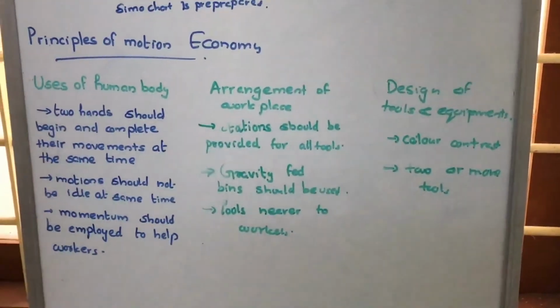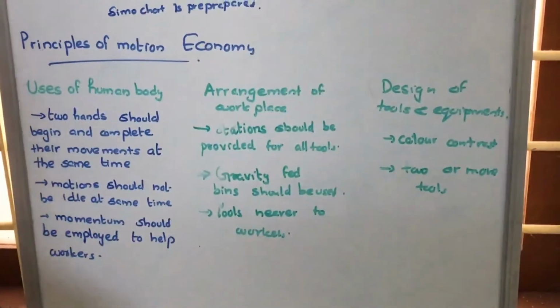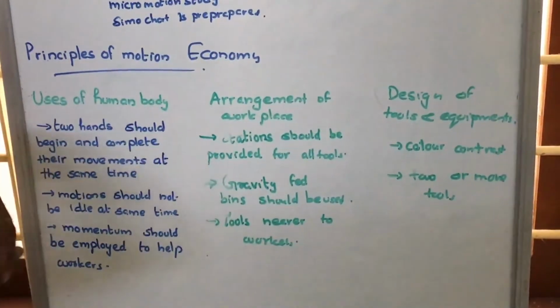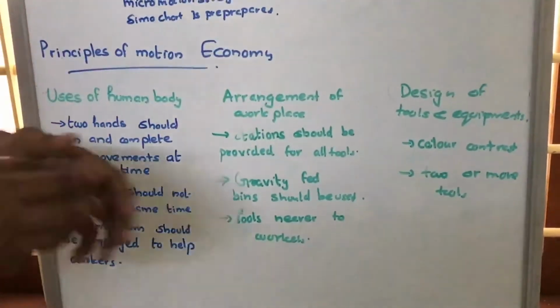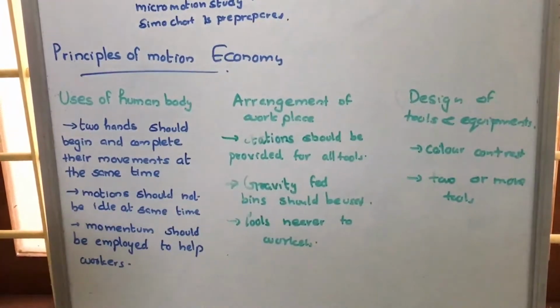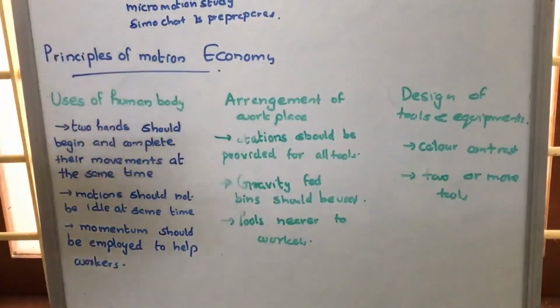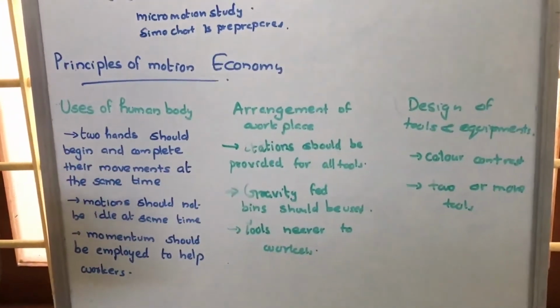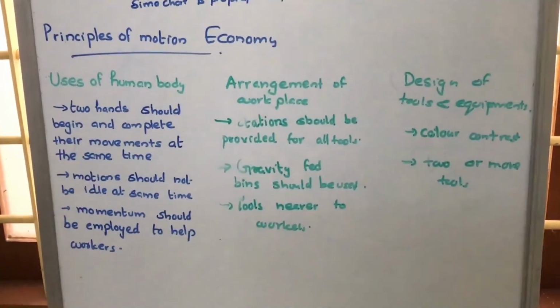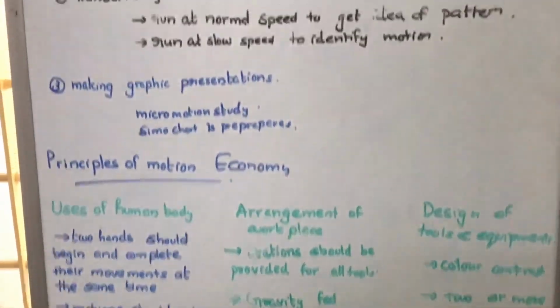Next is design of tools and equipment. First is color contrast. The workpiece should have a color that contrasts with the rest of the environment, so that he is able to handle it nicely. Second, two or more tools should be used simultaneously so that he can save time. So these are the main principles of motion economy and some points of micro motion study.